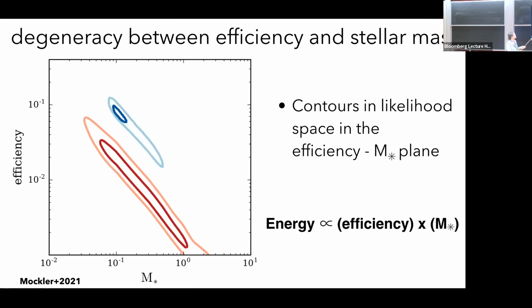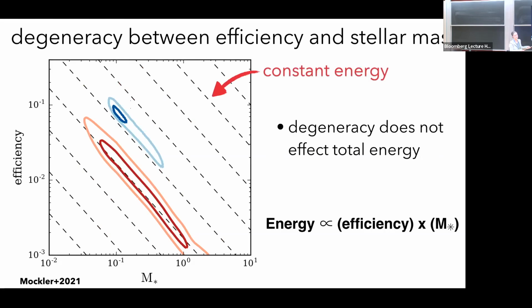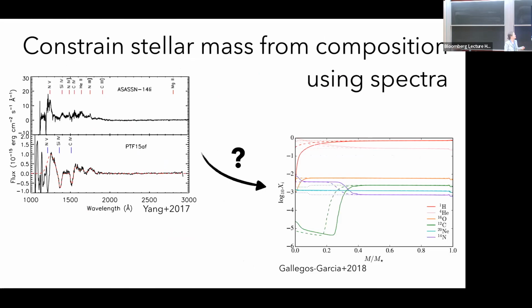But back to what I was talking about before, I was mentioning we have these very large uncertainties, and this is in these models that are agnostic. If we assume some sort of disk model, then we could get a disk mass from that, which would put some constraints on the mass of the star. But there'd still be large uncertainties. And so the uncertainties here in this efficiency mass, stellar mass plane are essentially on long lines of constant energy. And so the degeneracy doesn't affect the total energy, which is good, but it does mean that it's difficult to constrain the different parameters separately.